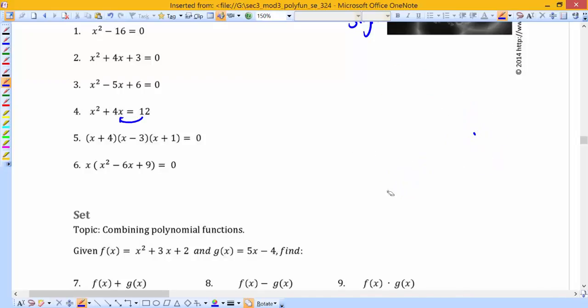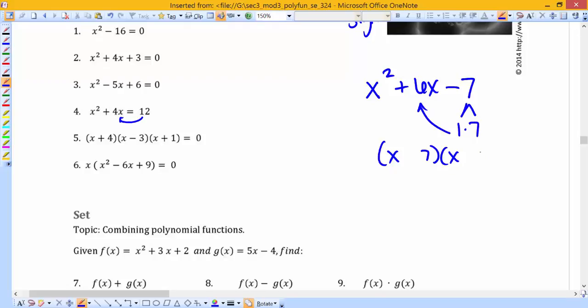Okay, now another example. Let's say I have x squared plus 6x minus 7. I need to find multiples of 7, which is just 1 and 7. But I need to make this become a 6. So the only way I can get a 6 is if I add 7 and subtract 1. And 7 minus 1 is 6. And then I would change the signs.